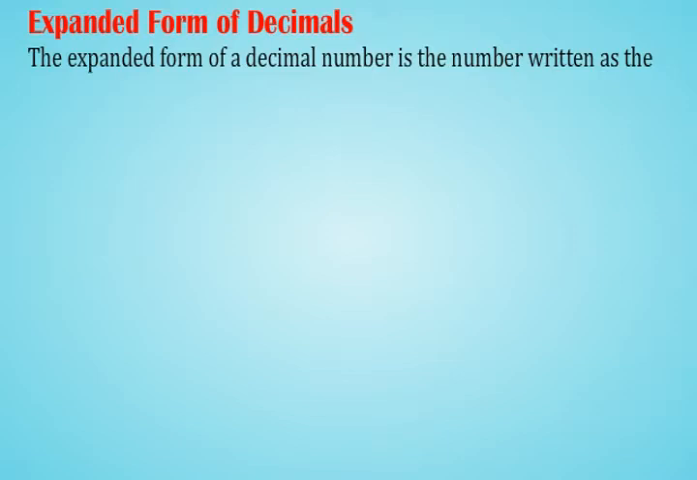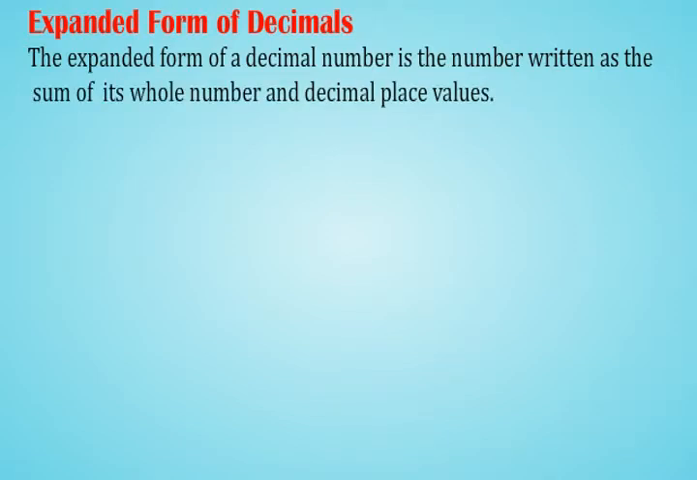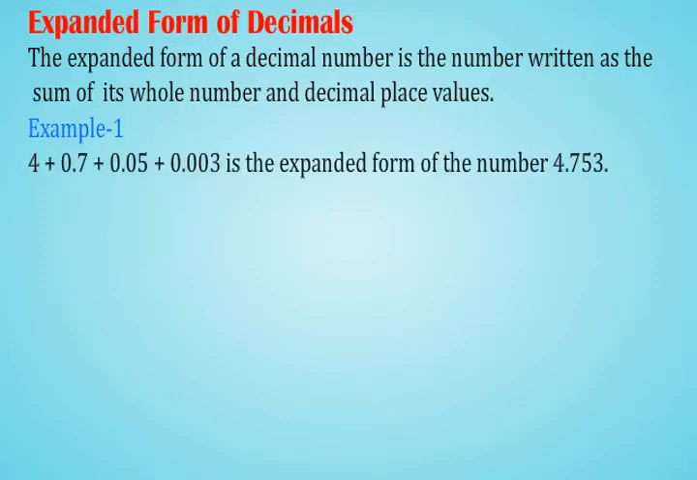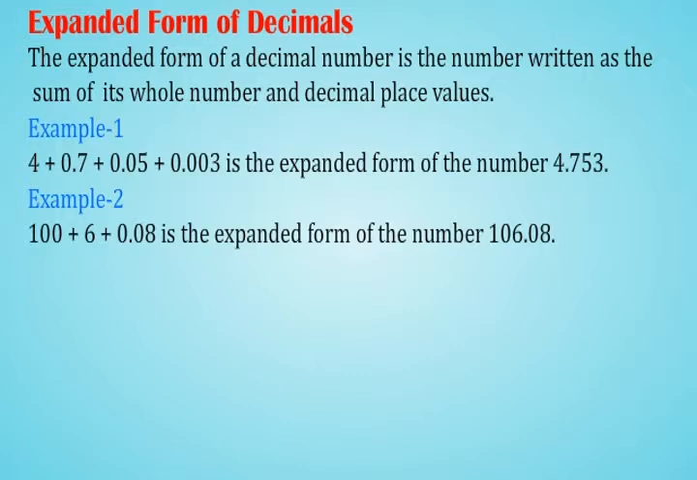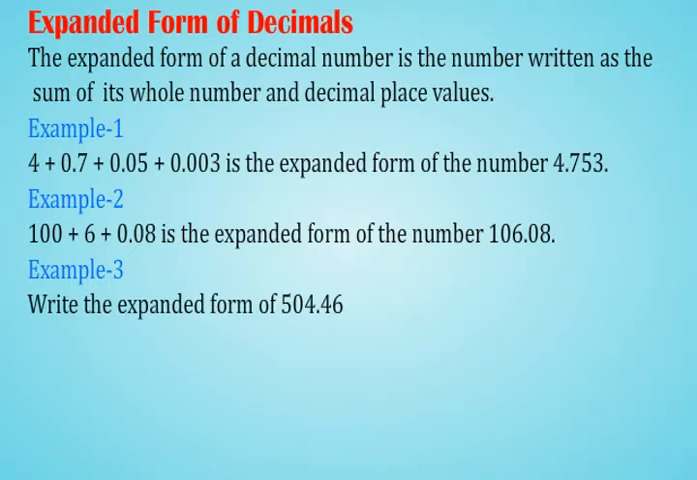The expanded form of a decimal number is the number written as the sum of its whole number and decimal place values. Example 1. 4 plus 0.7 plus 0.05 plus 0.003 is the expanded form of the number 4.753. Example 2. 100 plus 6 plus 0.08 is the expanded form of the number 106.08. Example 3. Write the expanded form.